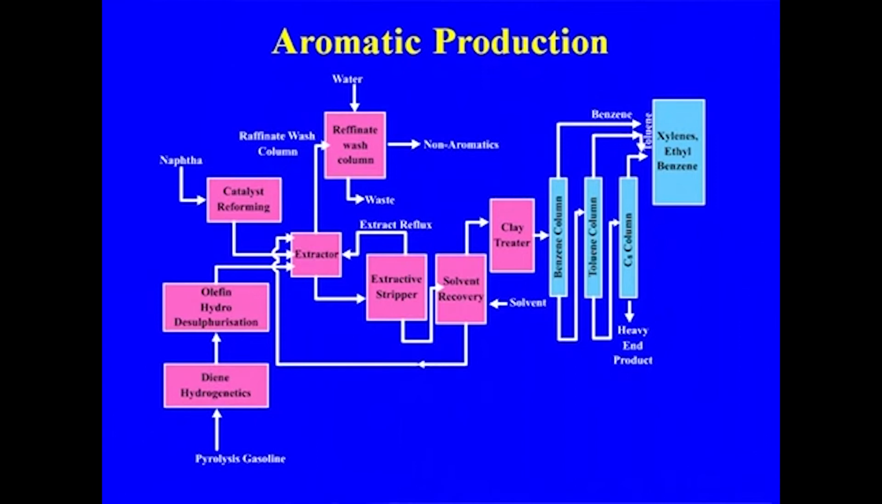This is the process which I was telling, the two important feedstock for the aromatic production, that is naphtha and pyrolysis gasoline. So, a two stage hydrodesulfurization process in case of the pyrolysis gasoline, and then the naphtha, it will go to the catalytic reforming, separation of the non-aromatic fraction, and then the clay treatment, and finally it will go to the different columns for the separation of the benzene, toluene, and xylenes and ethyl benzene.